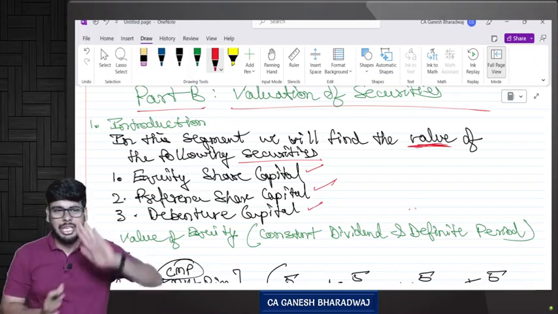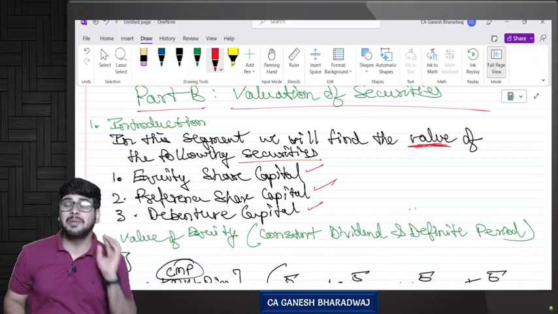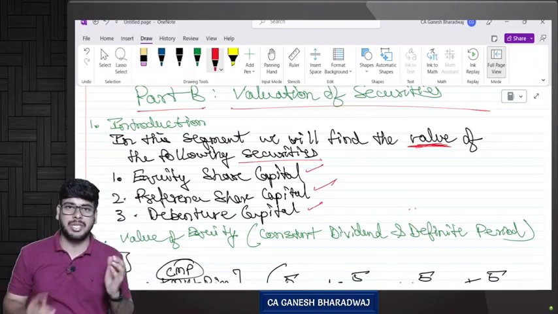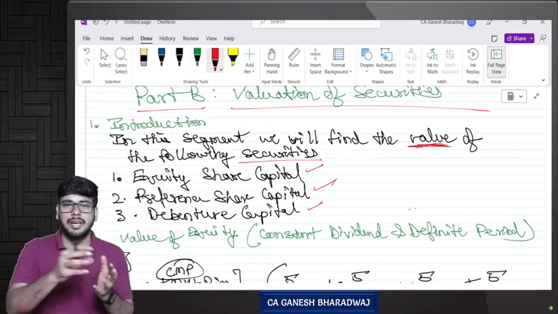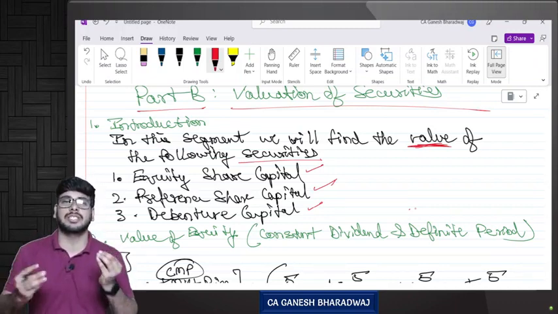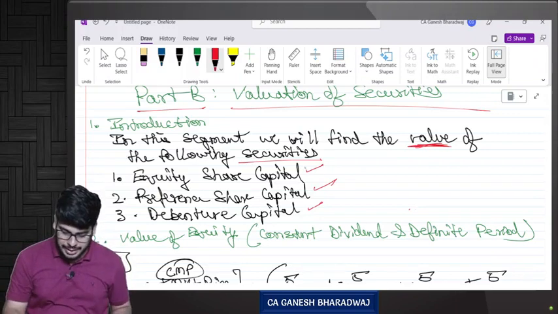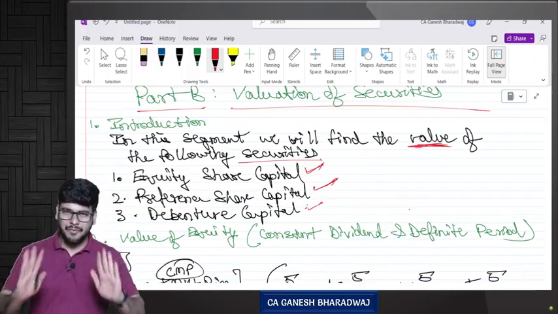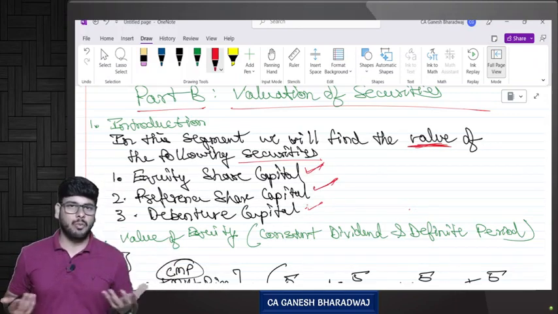Are you clear with this? So till now, whatever simple time value of money concepts we have seen, slowly we will blend it with some valuation of securities. We will blend it with some small finance concepts, and we will see how these instruments are getting valued. Very simple. In case of an equity share, what will you receive?